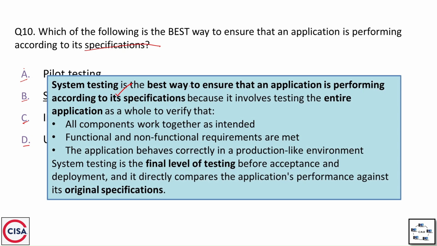So system testing is the best way to ensure that an application is performing according to its specifications because it involves testing the entire application as a whole to verify that all components work together as intended, functional and non-functional requirements are met, and the application behaves correctly in a production-like environment. System testing is the final level of testing before acceptance and deployment, and it directly compares the application's performance against its original specifications.